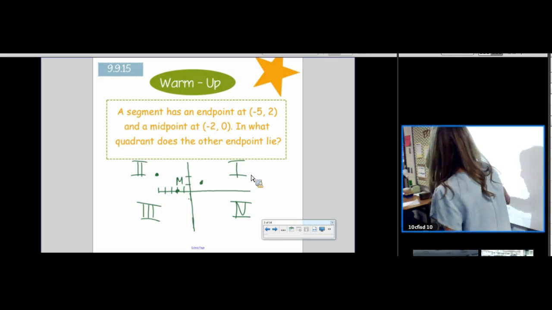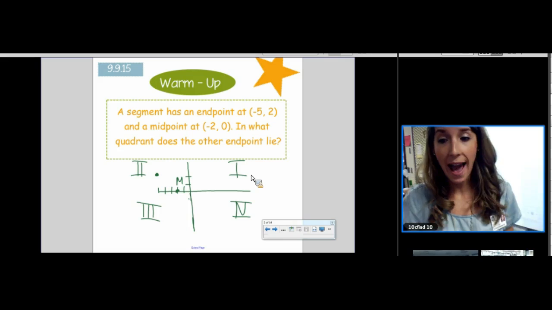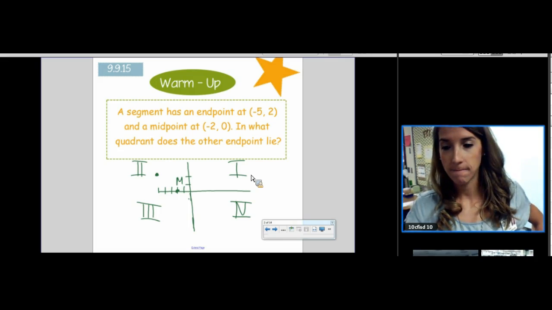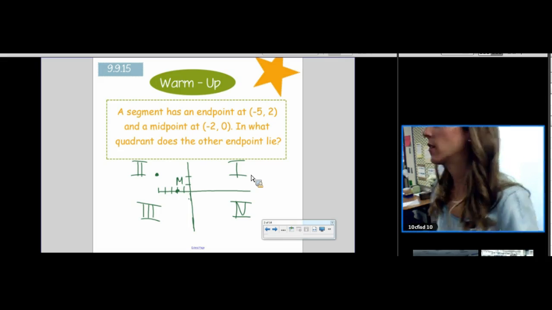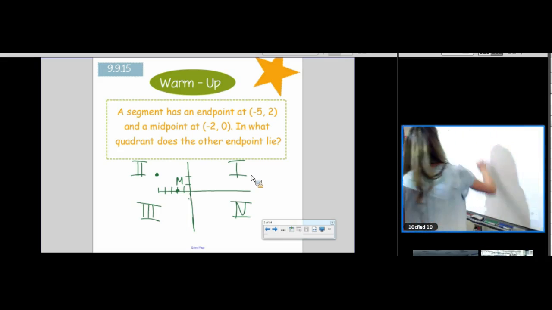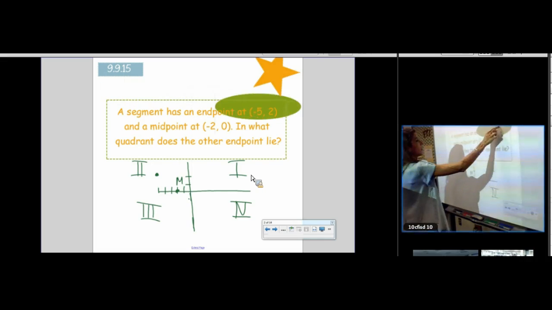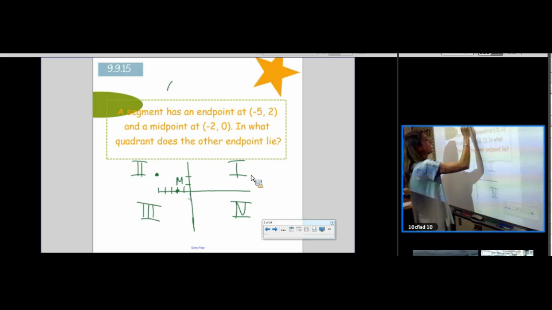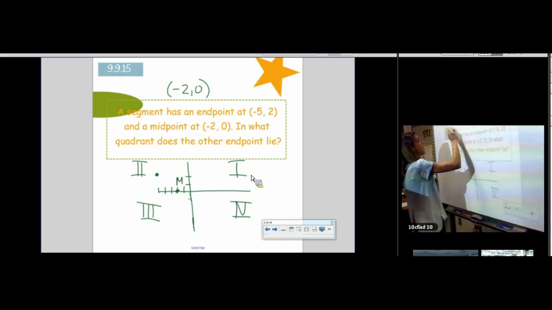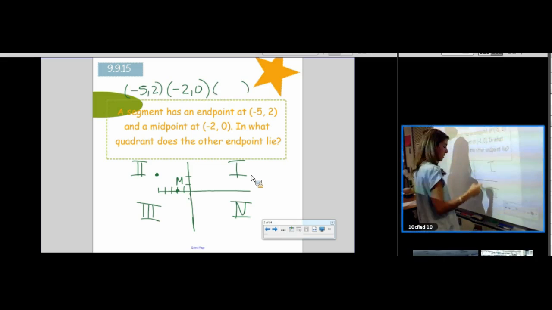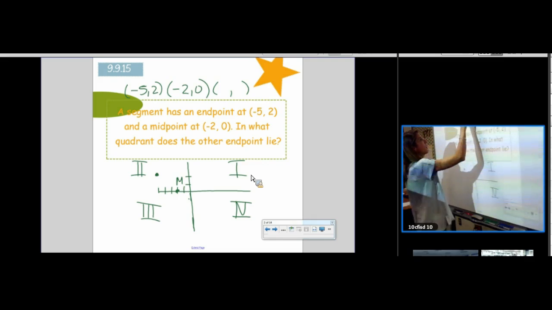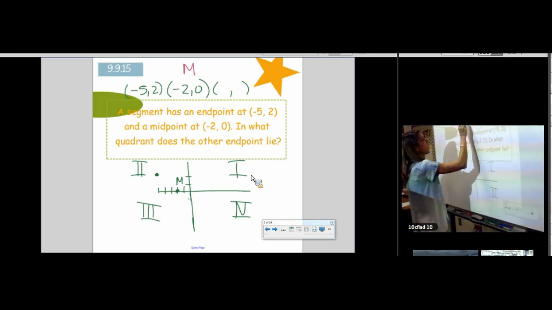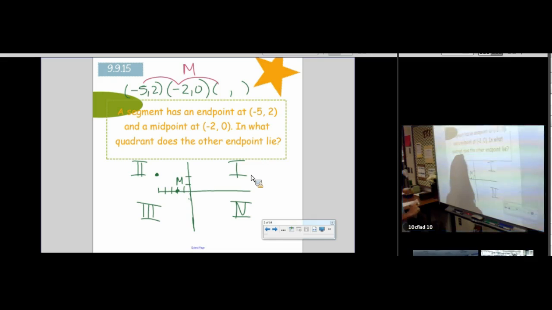Now, we're done guessing. How would we actually find the other endpoint? What do we need to use from yesterday? Leapfrog. Very good. So we need to actually use leapfrog to find our endpoint. One of the ways you can mess up leapfrog is by not putting the midpoint in the middle. Make sure you put the midpoint in the middle. All right, let's play leapfrog.